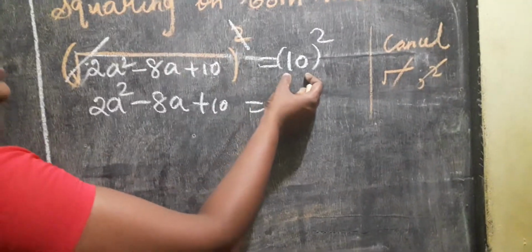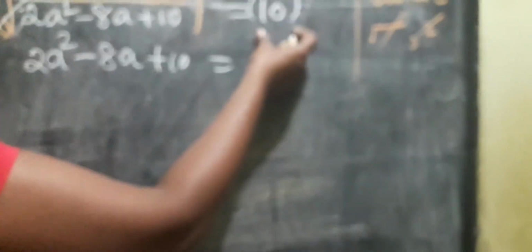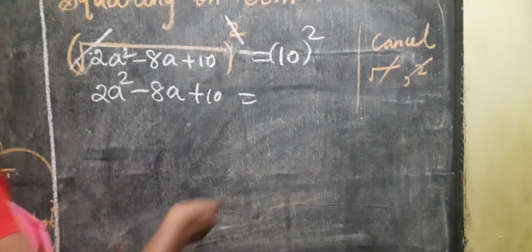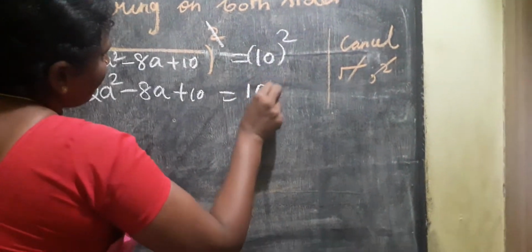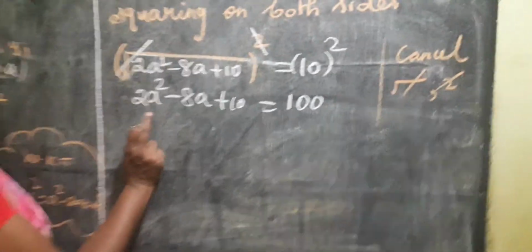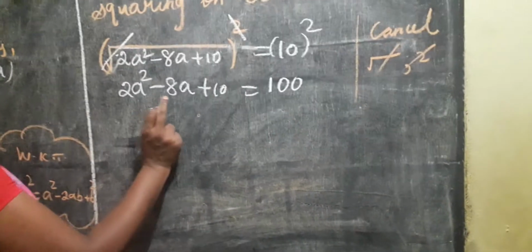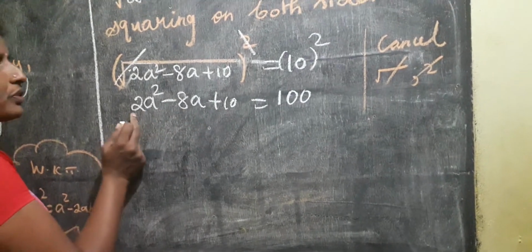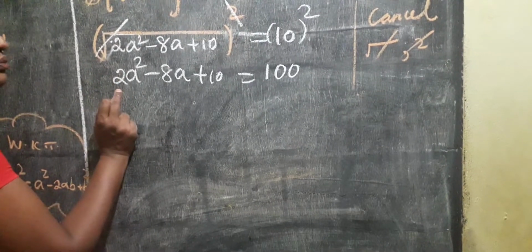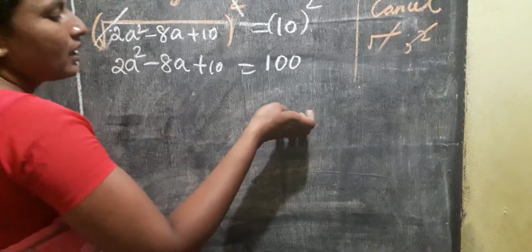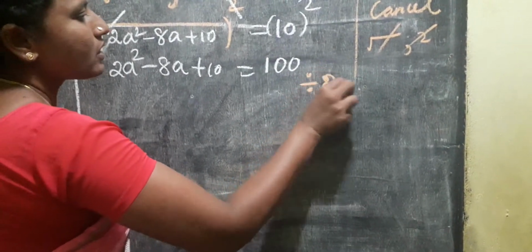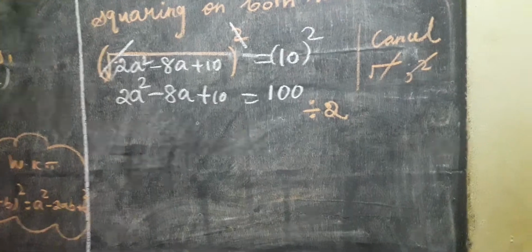Now we have to take the multiple of 2 times in 10. 10 square means 10 into 10. Multiple of the value, what is the answer? 10 into 10 is 100. Next, see the equation: 2a² − 8a + 10. In front of a², there is a coefficient 2, so now we have to divide this equation by 2.